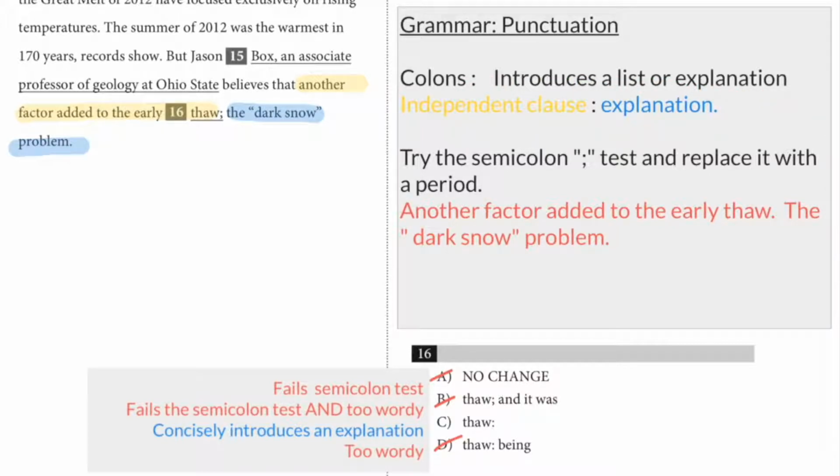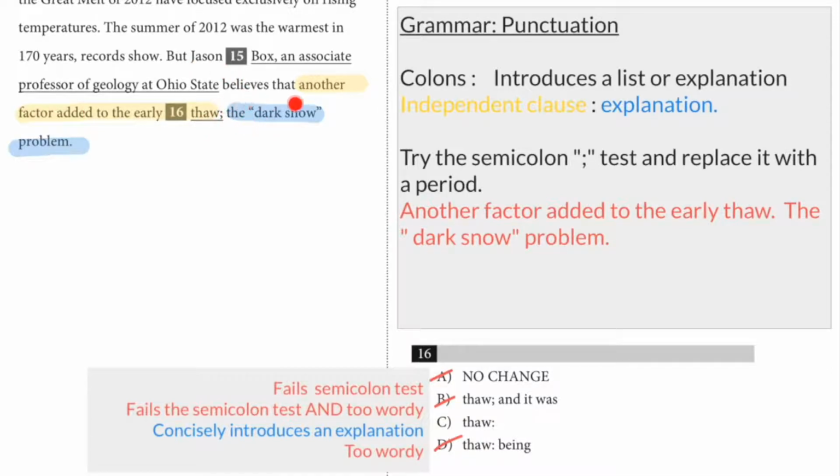Look, I even use it like 3 times up here. Grammar: it introduces a big idea and then the explanation. Colons introduce a list or an explanation. It has to have an independent clause in a sentence. So this is a completely independent thought. This would function just fine on its own.